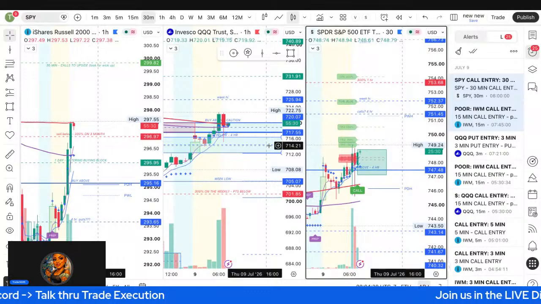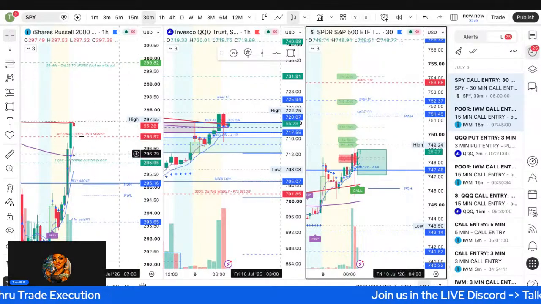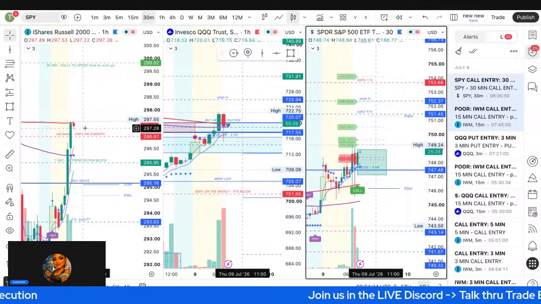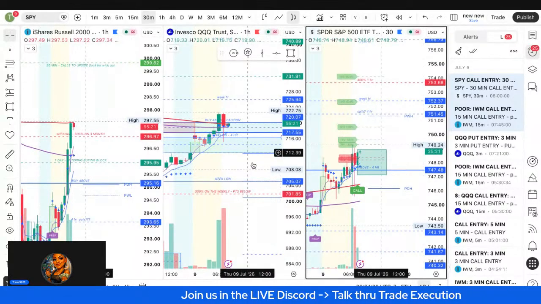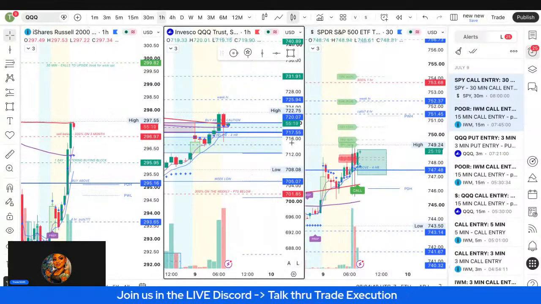I'm hungry. Have some buyers trying to step back in here. I'm not sure. I think this is the best setup here for you guys to look at.